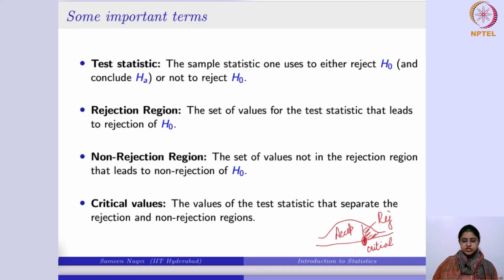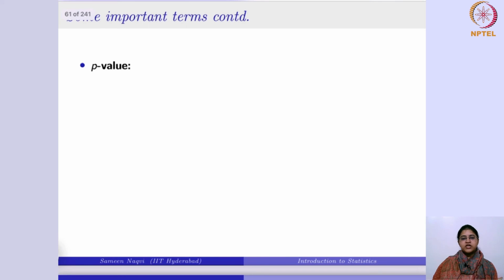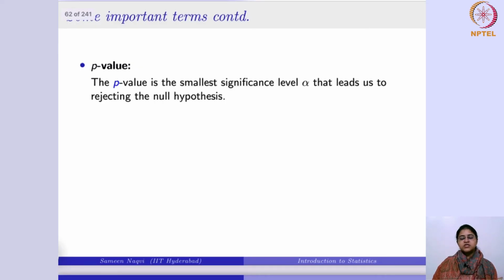Now this is about the rejection region approach. The other approach that we use is the p-value approach. So let us understand what the p-value is. The p-value is basically the smallest significance level that leads us to rejecting the null hypothesis. If you recall alpha that we have studied earlier, alpha is the probability of rejecting the null when it is true. When I said that alpha is 0.05, it means that I can take a 5% risk of rejecting the null hypothesis when it is true, right?